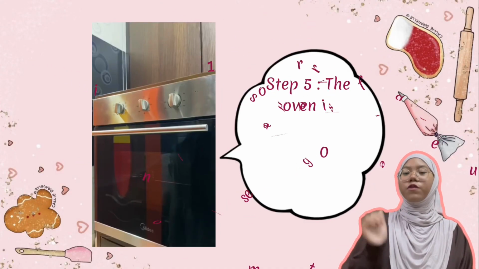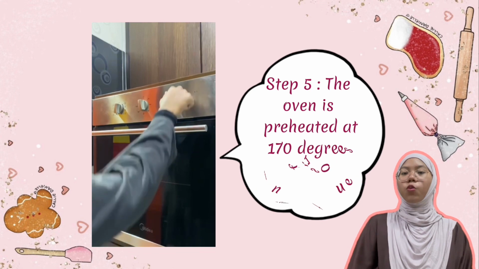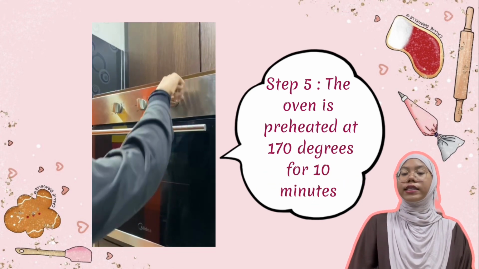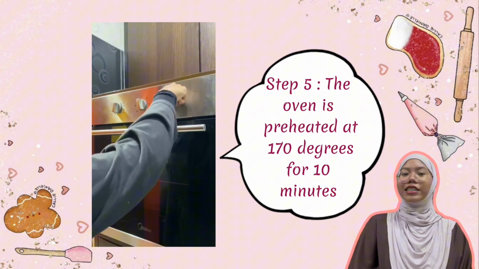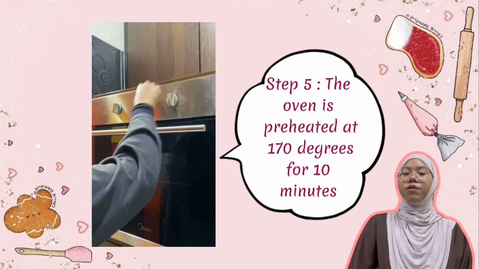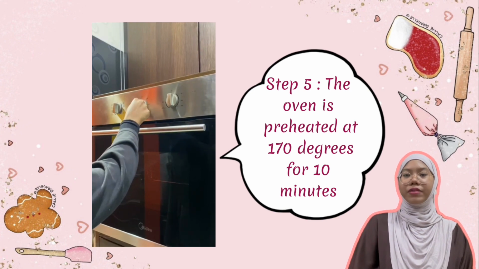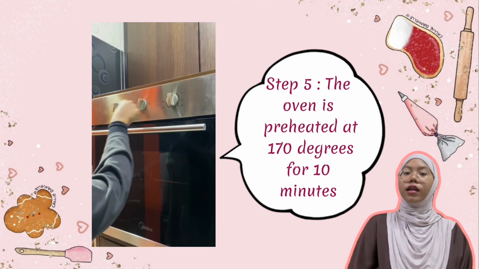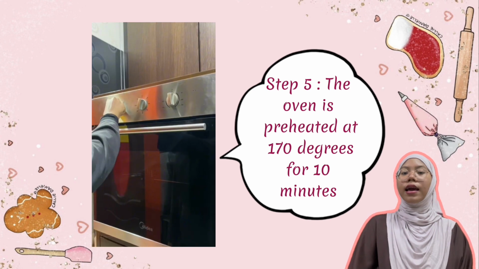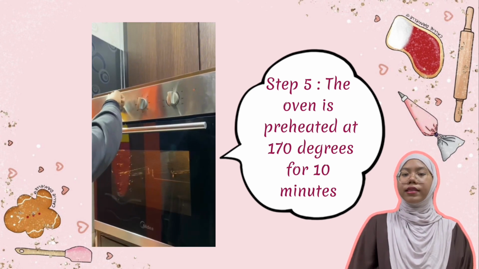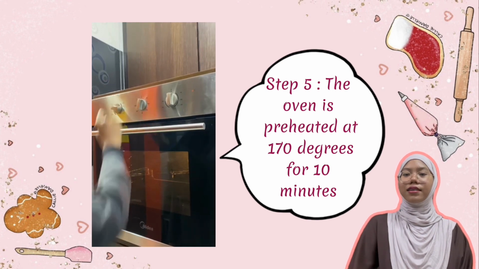Step number 5. The oven is preheated at 170 degrees for 10 minutes. Preheating the oven is important because it ensures that the desired temperature is reached and maintained before your cake is placed inside. Preheating allows you to begin baking at the correct temperature from the outset, leading to a better and more reliable result.